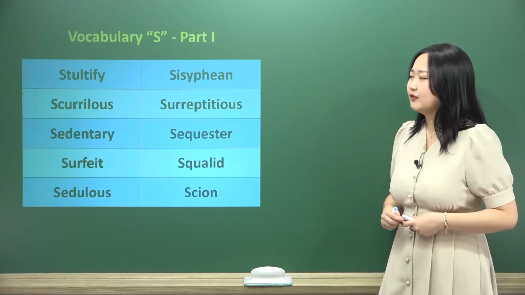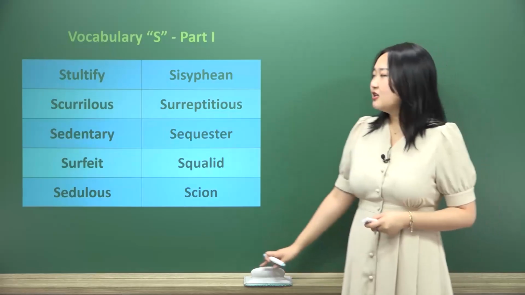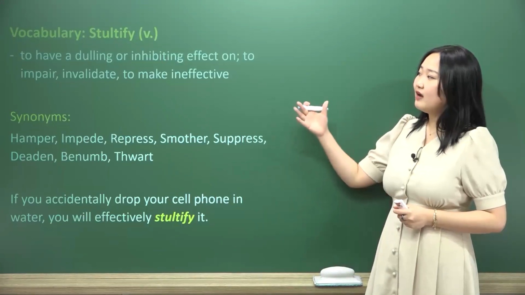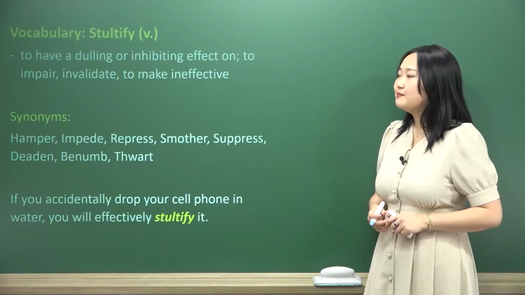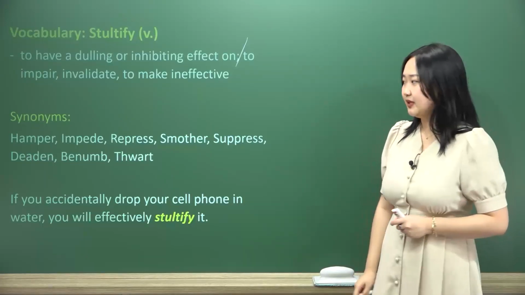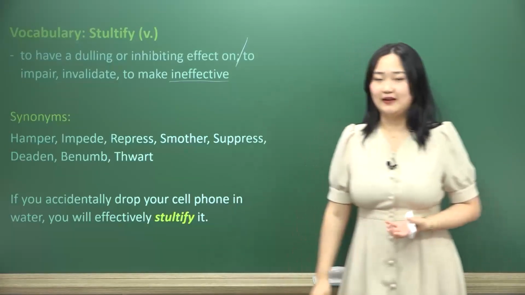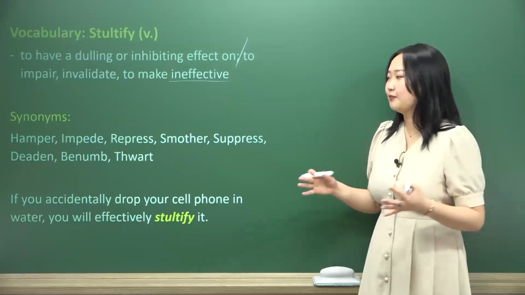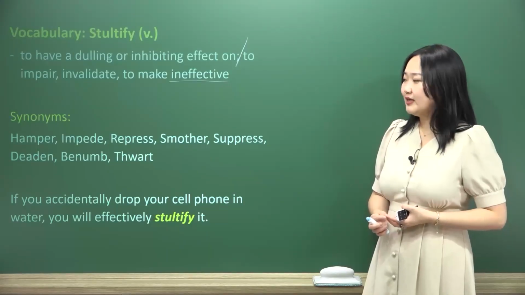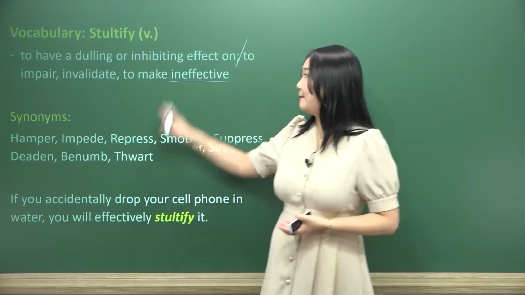Now these are the words we're going to be going over today. Some of them you might be familiar with, some of them you might have absolutely no idea. That's perfectly fine. Let's just start off with the first word today, which is the word stultify. Stultify is a verb: to have a dulling or inhibiting effect on; to impair, invalidate, or to make ineffective. As you can see, there's a semicolon there, so we're going to split it. Stultify, to have a dulling effect or an ineffective kind of effect, making something have no power. Synonyms for that reason would be hamper, impede, repress, smother, suppress, deaden, benumb, and thwart. To keep from happening or inhibit from happening.